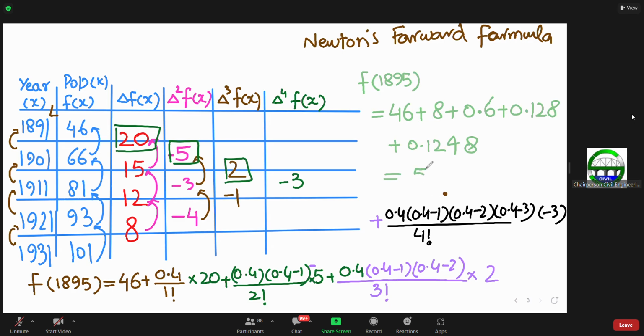54.85. Okay, this will be your answer, right? So to check if your answer is correct or not, you will just go somewhere here, 1891, 90. It should be in between 46 to 66. It should be just somewhere in between these two values. Okay.